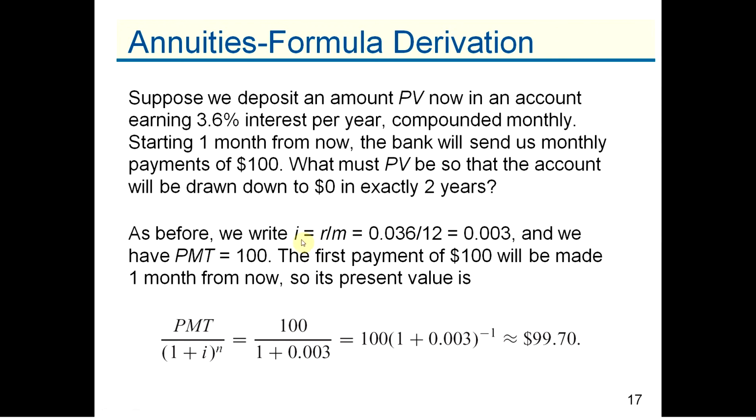So just like before, we need to calculate I. That's going to be R over M. So we have our 0.036 divided by 12. That reduces to 0.003. We have our payment. We know our payment is 100. So the first payment of $100 is made from a month. So the present value is $99.70.